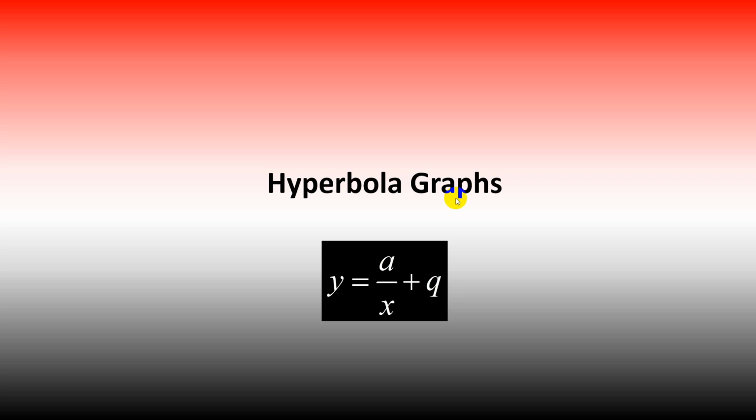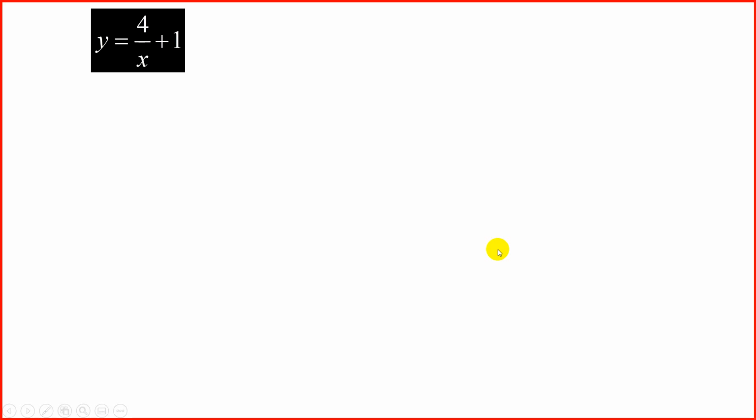Hi, in this video we're going to be looking at hyperbola. We're going to be looking at the effect of q. In the previous video we looked at the effect of a on the graph. So the first example we have y equal to 4 over x plus 1.